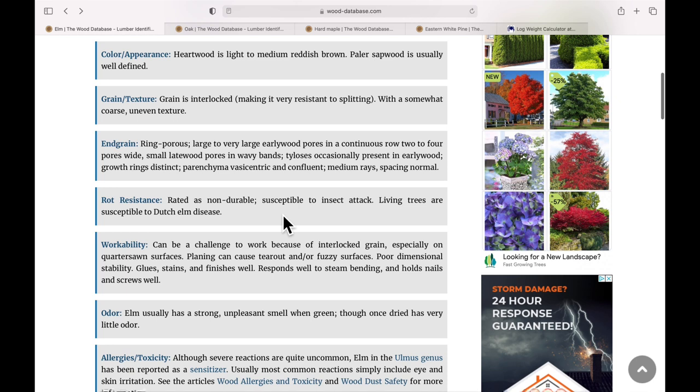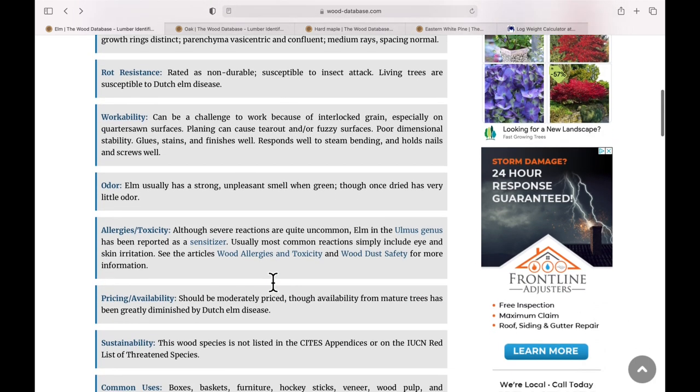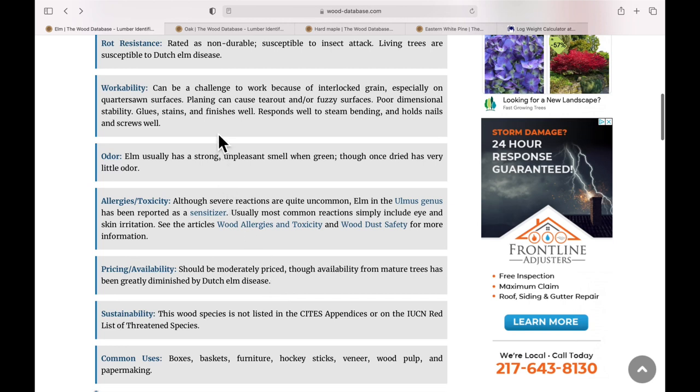The elm trees of any sort, a lot of them were hit with the Dutch elm disease, kind of similar to what the emerald ash borer is that's currently going on. The Dutch elm disease was earlier than that, so it's a similar thing. This goes into further detail about the workability, how it can work with tools, if there's tear out and things like that, the smell that comes with it, allergies, if this tree is a sensitizer. People have different allergies to different things, and they're sensitive to different things.